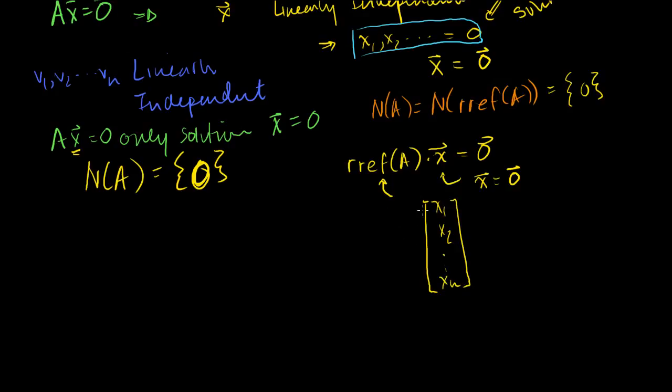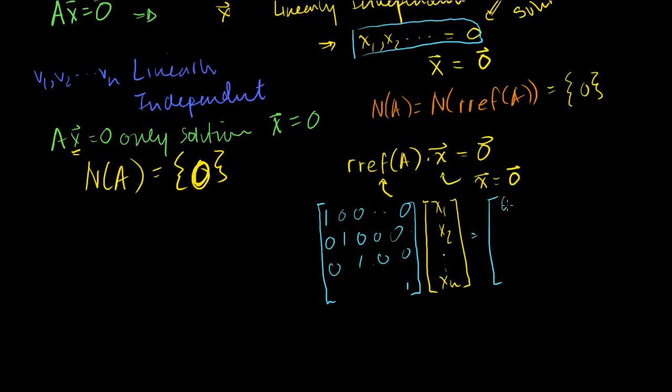The reduced row echelon form of A, in order for this to have a unique solution, and that unique solution being 0, is going to have to look like this. 1 times x1 plus 0 times all the other ones, so you're going to have n zeros. And then you're going to have 1 times x2 plus zeros times everything else. And those 1s are going to go all the way down the diagonal. And then that is going to be equal to the 0 vector.